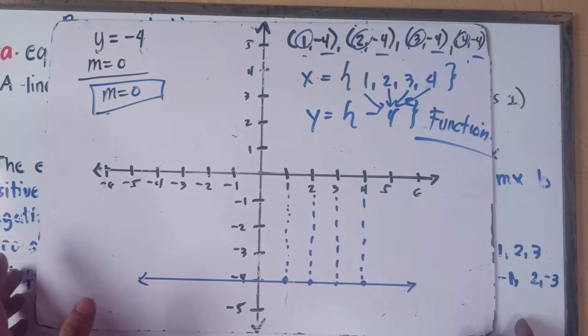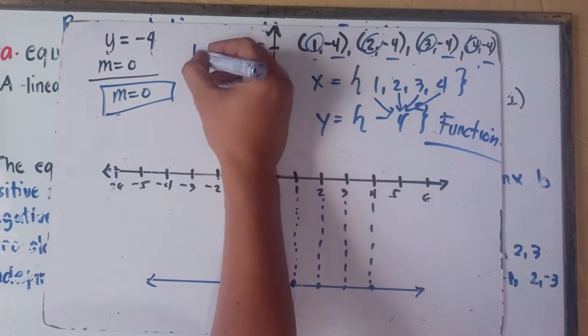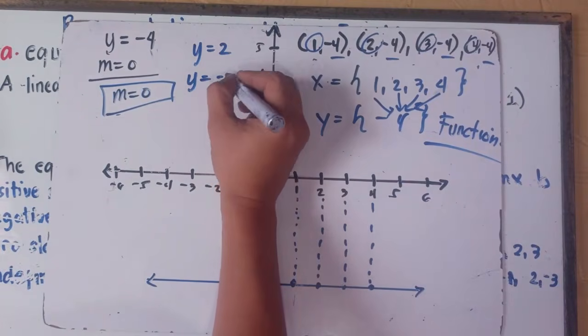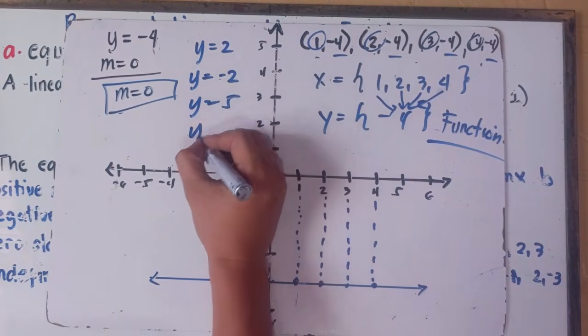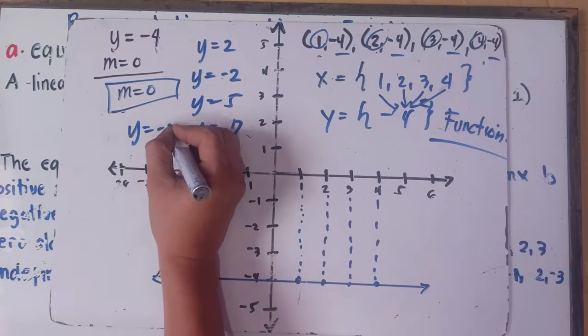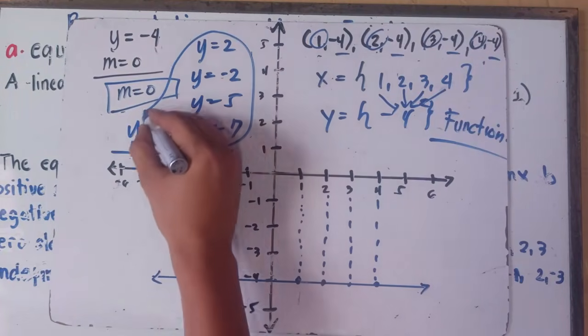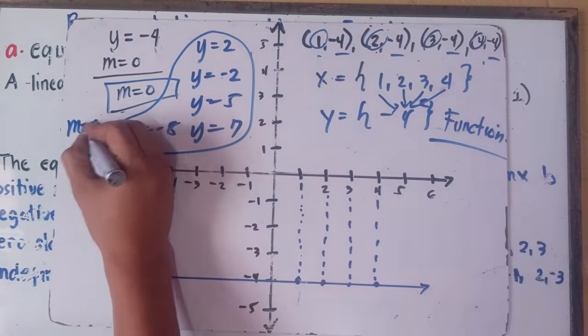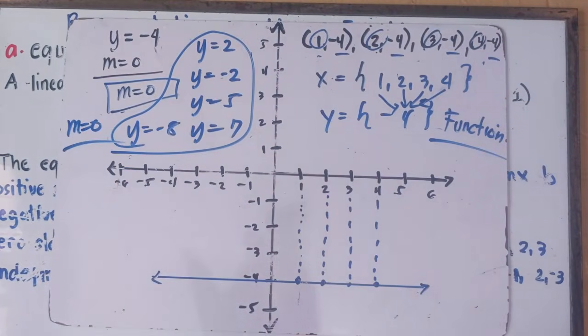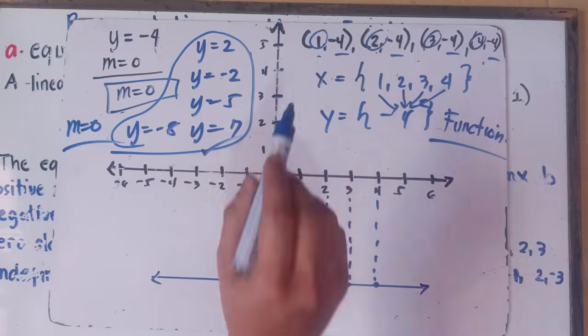So that's why, class, if you have a given example like this, y equals 2, y equals negative 2, y equals 5, y equals 7, y equals negative 8, it will be a function, class. Your slope is 0. Even if you graph that one, I'm sure this will be a function.